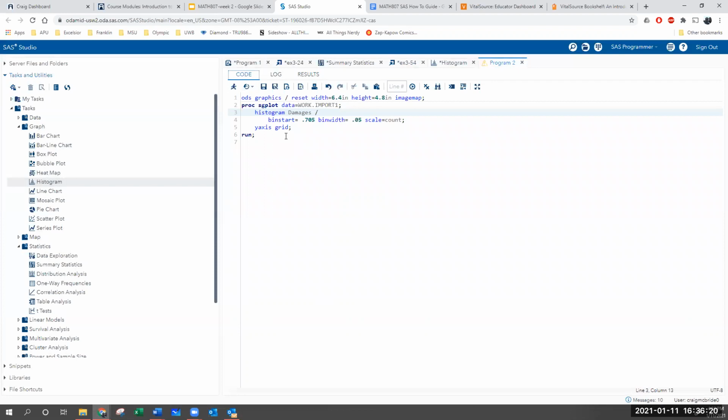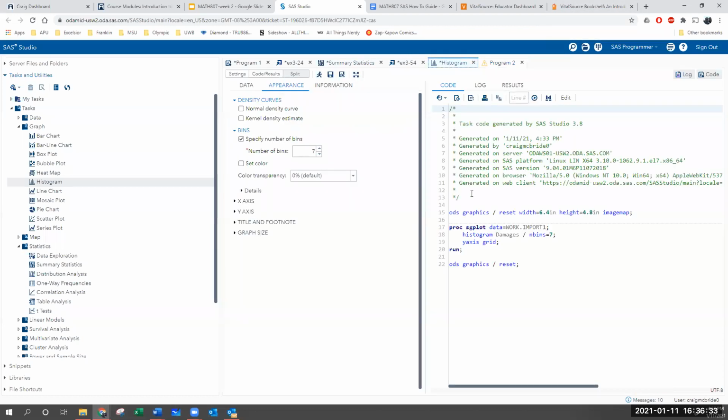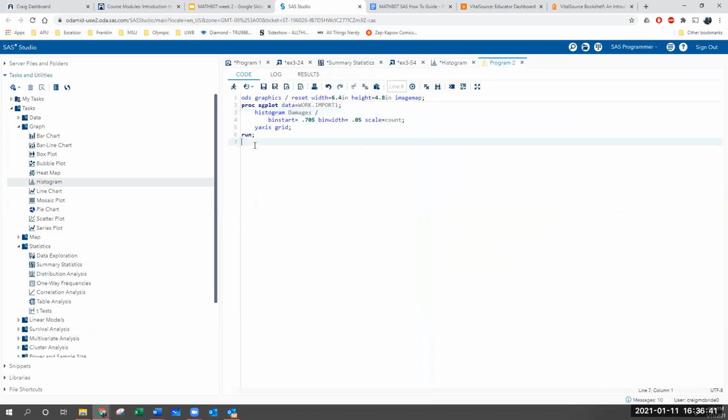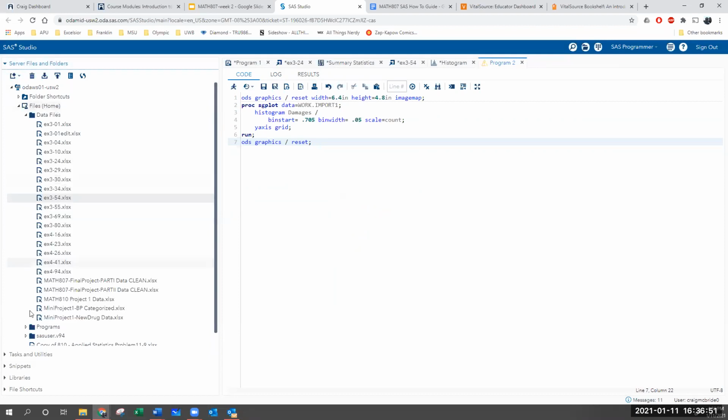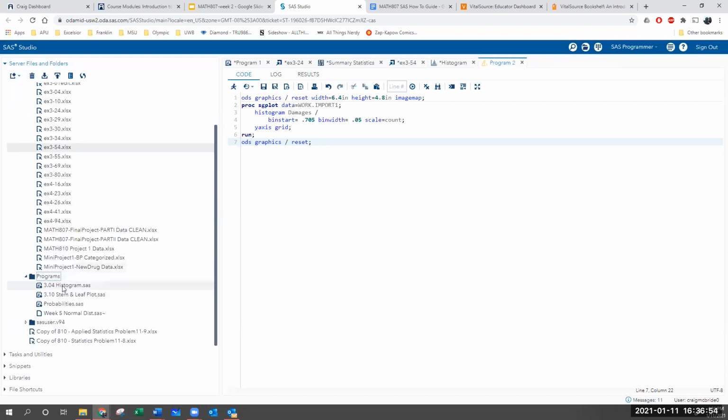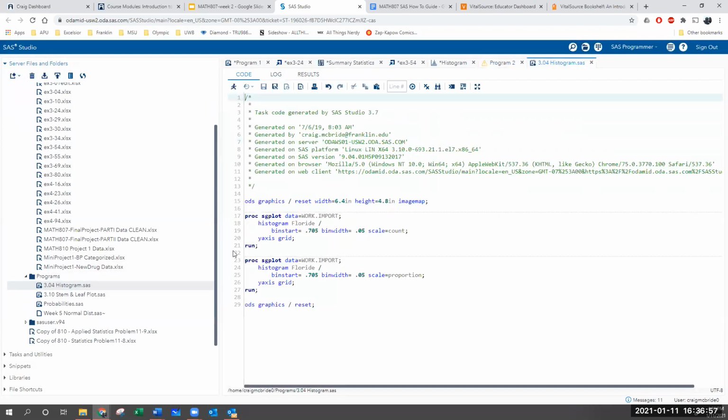I think it has something to do with bin start needing to be like threes. No, it's 300, not that. It's the graphics issues. Right, it's the graphics stuff. Oh, okay. I think this needs to be there. All right. Nope. All right, let's go to my programs, histogram, see what's different.